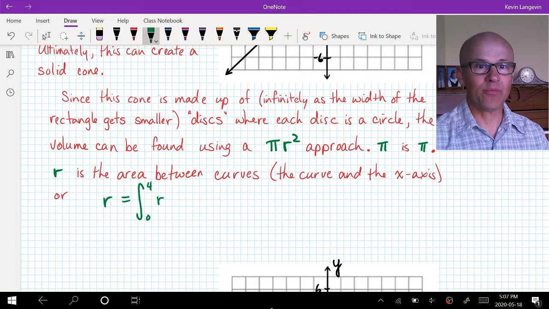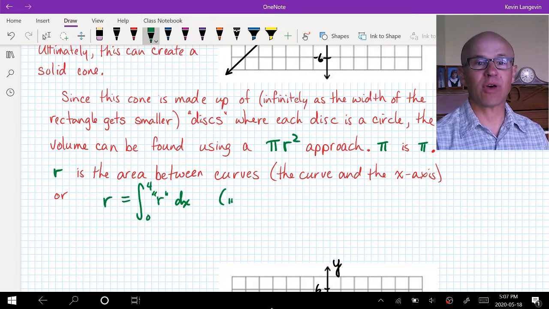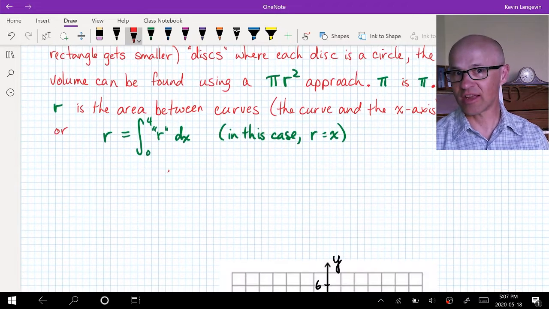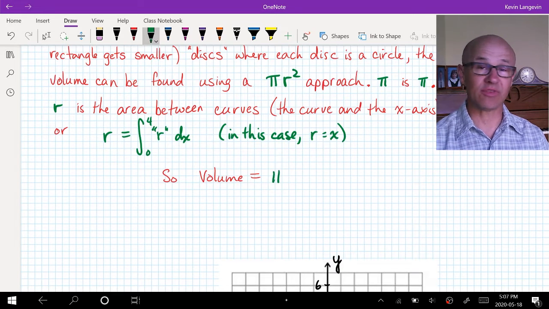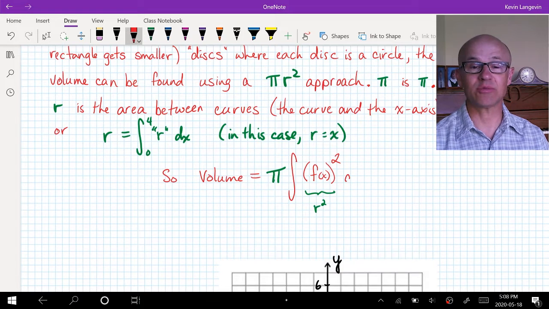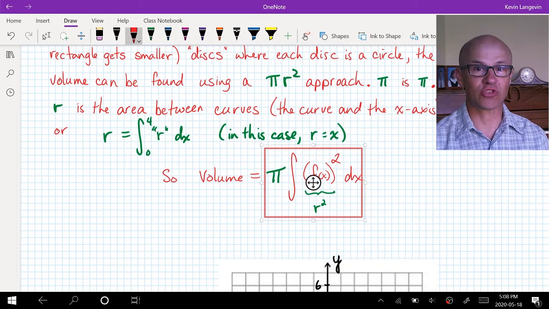Pi is pi, and r can be found by doing the integral from 0 to 4 of the top curve, y equals x, take away the bottom curve, the x-axis, which is 0. So this kind of gives us a formula. Volume is equal to pi times the integral of the function squared, which is r squared.